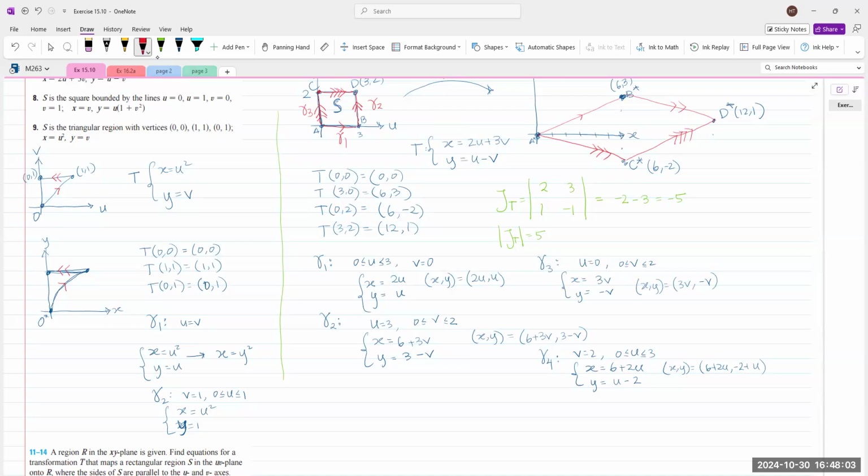And then gamma 3, we have u equals to 0. This is gamma 3 here, the third path. The phi is from 0 to 1. So the x will be 0, the y will be just equal to phi, which is from 0 to 1, right? So it is still just a segment.